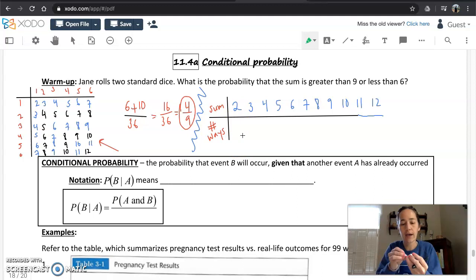I feel like I only have one possible way. I've got to get snake eyes. I've got to get a 1 on the first die and a 1 on the second die. This table confirms that there's only one 2 present. There's only one way to get it.